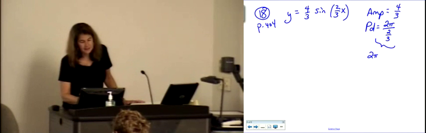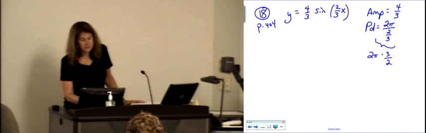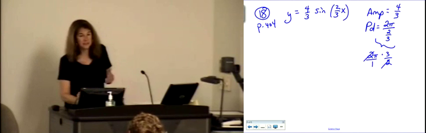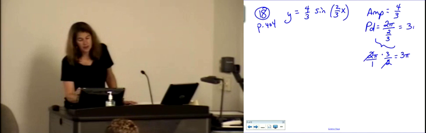This is 2 pi divided by 2/3, which means times 3/2. This is 2 pi over 1. Those 2's cancel, okay? Or as you said, you get 6 pi over 2, giving us 3 pi there.